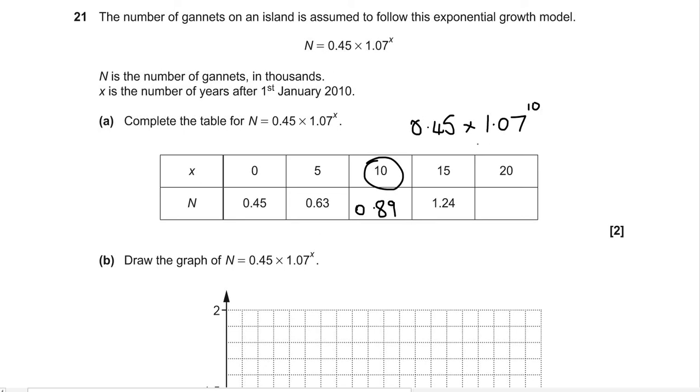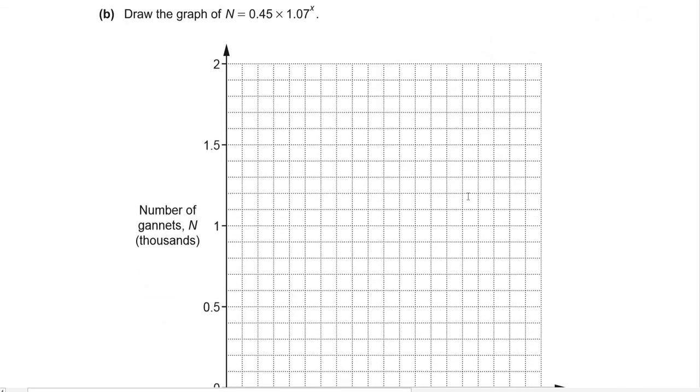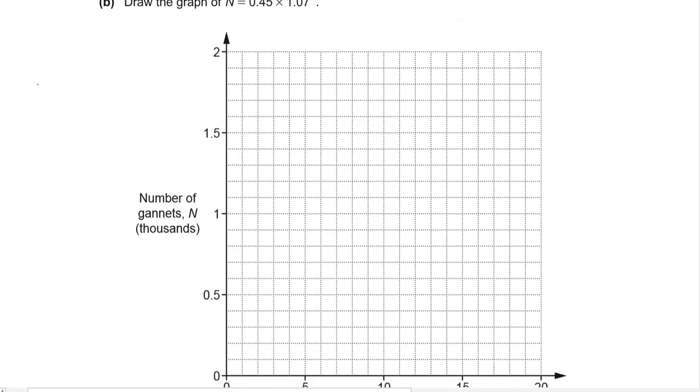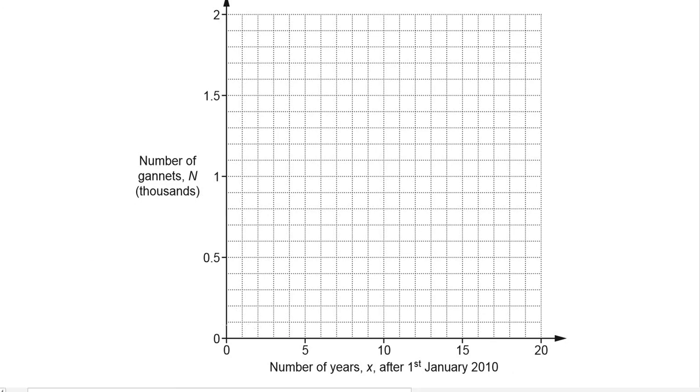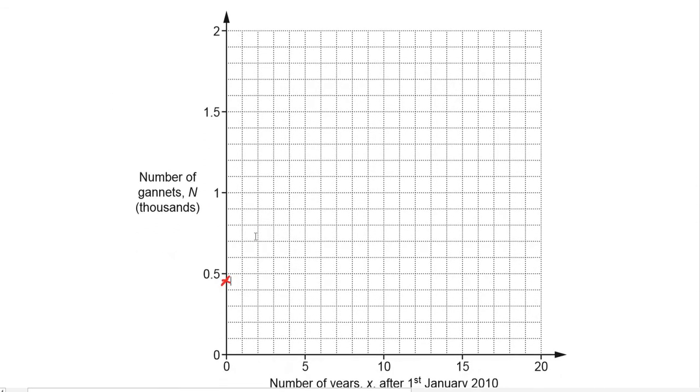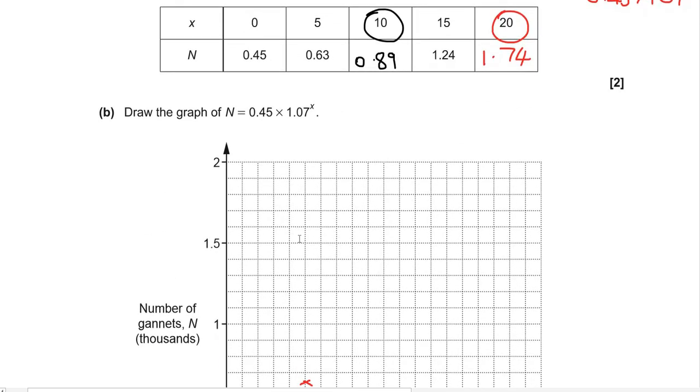Right, let's do a different colour. This is just 0.45 times 1.07 to the 20. So this is 1.74. Right, draw the graph of n. So we know that at x equals 0, n equals 0.45. So this is 0.1, 0.2, 0.3, 0.4, 0.5 is there. Okay, at x equals 5, n equals 0.63. That's going to be 0.6 and somewhere around here. At 10, we just worked it out, 0.89.